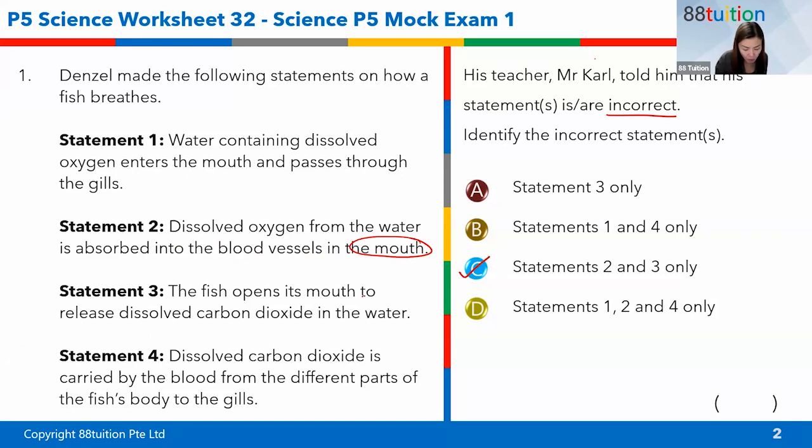The fish opens its mouth to release dissolved carbon dioxide in the water. How does the fish actually breathe out this carbon dioxide? What will happen? Is it through the mouth or is it through something else? Gordon, unmute yourself.